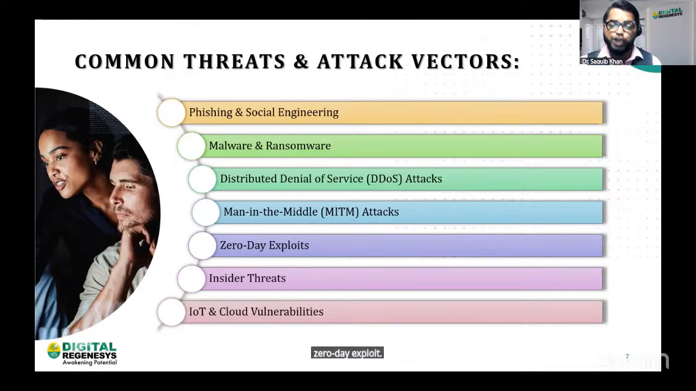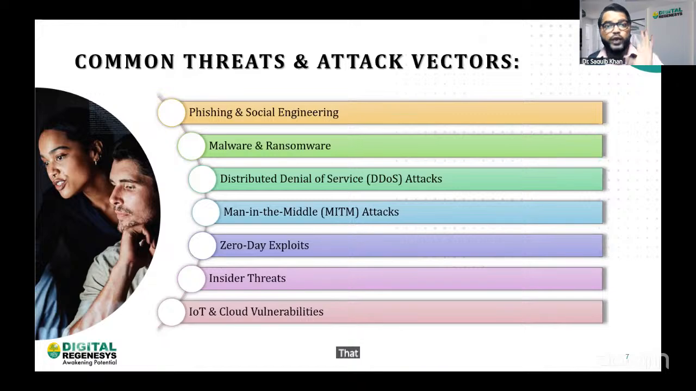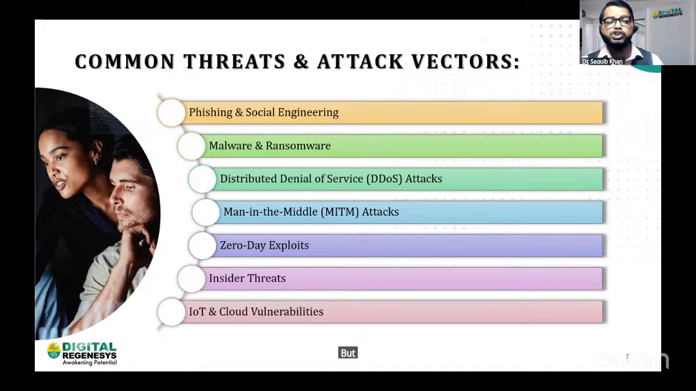Zero day exploit. A zero day exploit is a type of attack where the attacker targets a vulnerability that has not been discovered or fixed by the software developers. That means the vendor has zero days to patch the flaw before it is exploited. So the attacker takes advantage of this time. They find and use unknown software weaknesses before security updates are released. Insider threat. An insider threat comes from someone inside the organization, like an employee, contractor, or a partner who misuses the access. An insider can steal sensitive data or leak company secrets. Now remember one thing, this could be intentional, this could be accidental. But the goal is to steal and damage information using legitimate internal access.